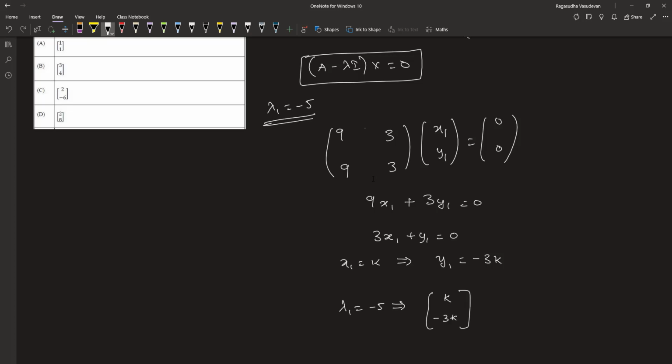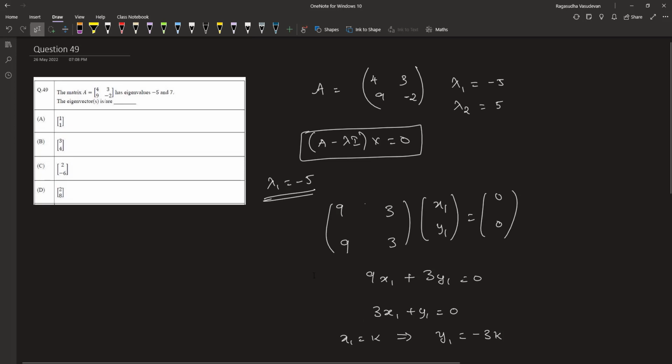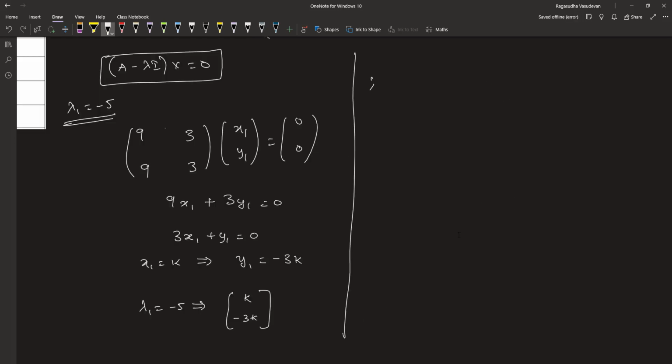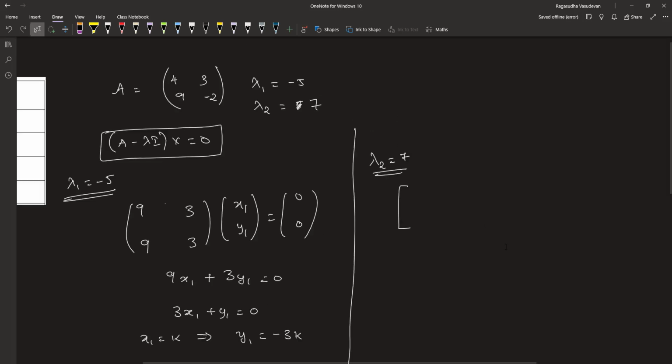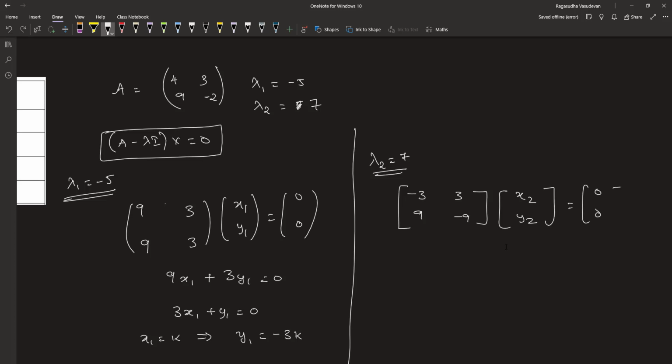Let's do the same for the other eigenvalue, which is 7. I am sorry, lambda 2 is not 5, it is 7. Lambda 2 is equal to 7. If lambda 2 is equal to 7, we get the values 4 minus 7 is minus 3, this is 3, 9, 2 minus 7 will be minus 9. This into x2 comma y2 is equal to 0 comma 0.